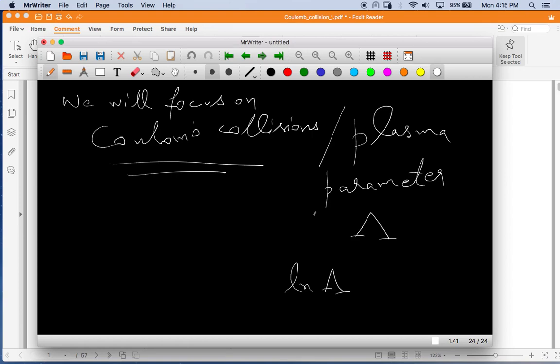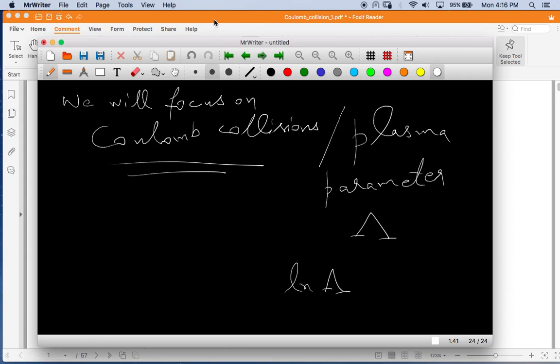One other reason I wanted to talk about Coulomb collisions is, of course, the obvious reason that these are the primary kinds of collisions between charged particles, and they are, as such, a little different in nature, just because of the 1 over r squared nature of the force. They're a little different from collisions between neutral particles that you might be a little more familiar with.